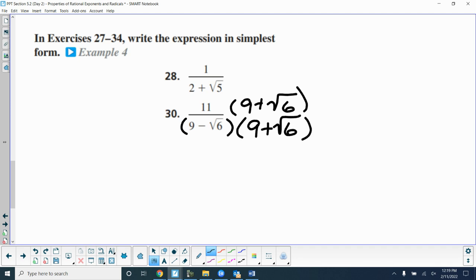What do we call this? Conjugate. Thank you. Okay. What do I do with the 11? Distribute.